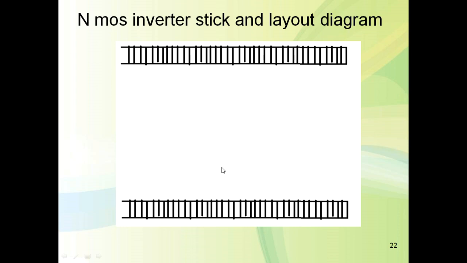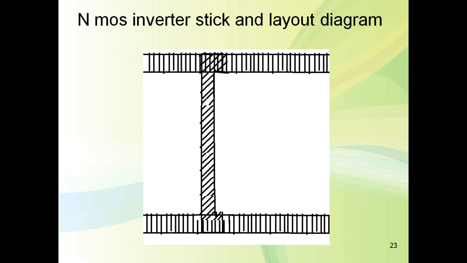Keep some distance to form two transistors, one a depletion mode transistor and one an enhancement mode transistor. Next we have to draw the poly and the diffusion layer. This is the N diffusion layer. The vertical lines show metal 1, this is metal 1, and this is the diffusion layer. The minimum thickness of the diffusion is 2 lambda.